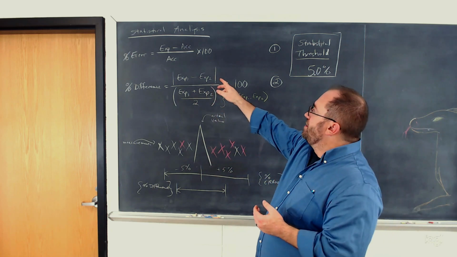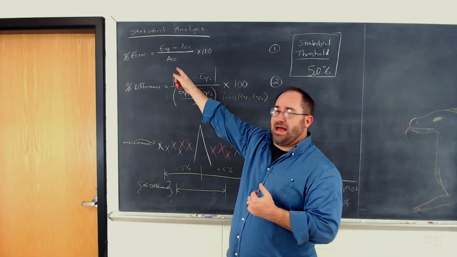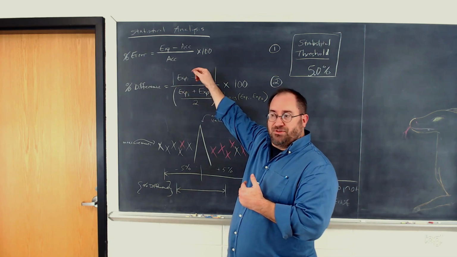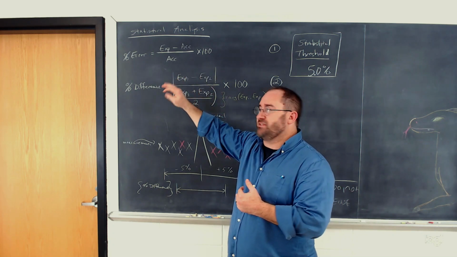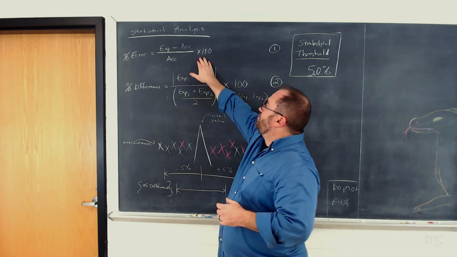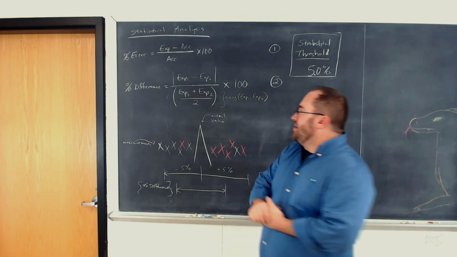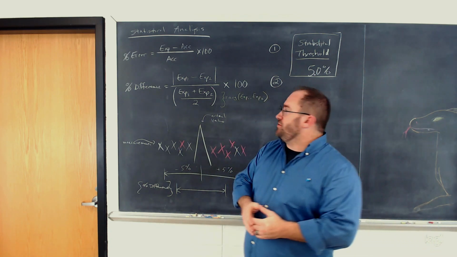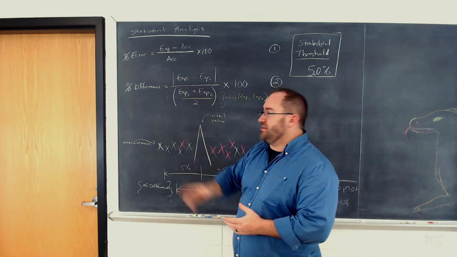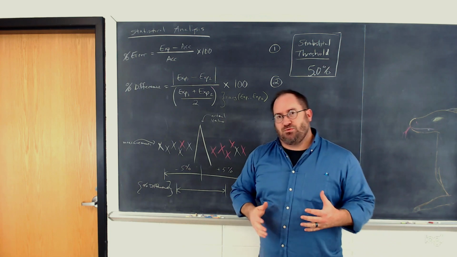So for percent error, it is experimental minus the accepted value, so whatever you get in lab, minus 9.80665, make sure you get all those decimal places in there, divided by 9.80665, times 100 will give you your percent error. By comparison, if you're comparing measured values to each other, you put one minus the other and then divide it by the average of those two values. Doesn't matter which one goes first.